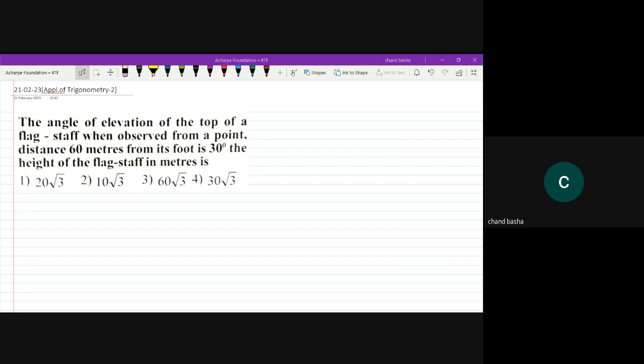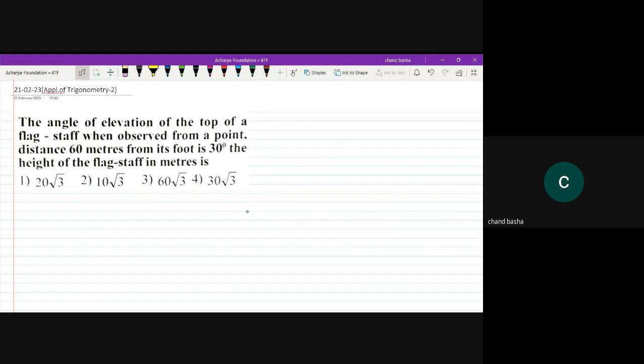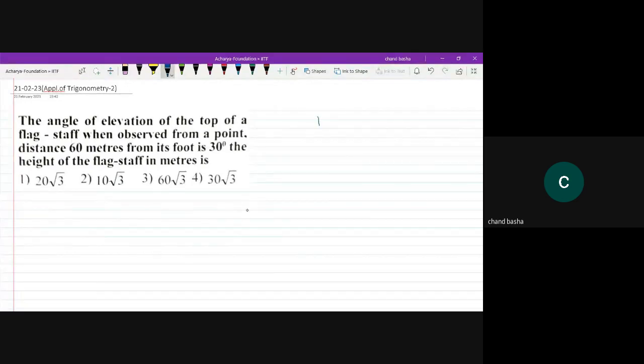Harshavardhan, we completed a similar question yesterday. Draw the approximate figure. The angle of elevation of the top of the flagstaff, when observed from a point at a distance of 60 meters from the foot, is 30 degrees. The height of the flagstaff is what? Similarly, he has given the distance between the flagstaff and the observer. So first you draw the figure. This is the flag, and this angle is given to you. This is 30 degrees.